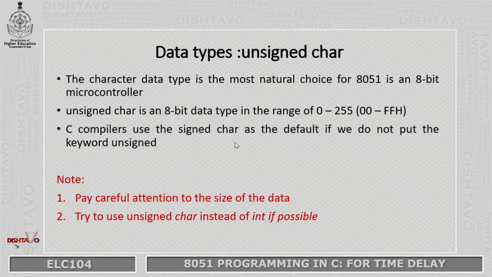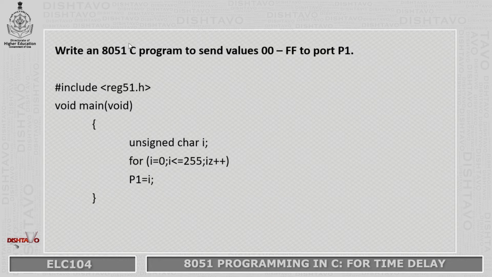C compilers use the signed character as a default if we do not put the keyword unsigned. Pay careful attention to the size of the data. Try to use unsigned char instead of integer if possible, because we need to save the number of bytes.